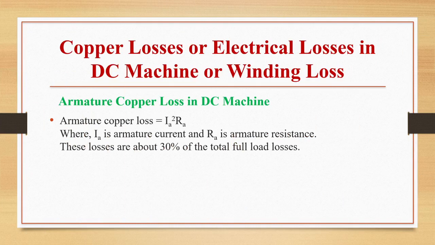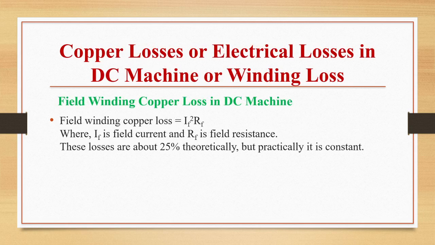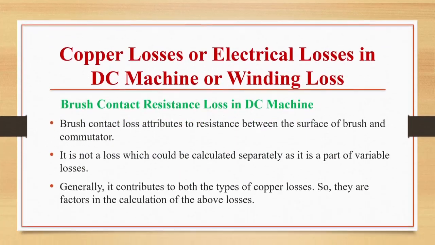Armature copper loss is given by Ia square Ra. What is Ia here? Ia is the armature current, Ra is the armature resistance. And these losses contribute 30% of total full load losses. Field winding copper loss in a DC machine is given as If square Rf. If you are taking shunt field winding, then it is Ish square Rsh. If you are taking series field winding, then it is Isc square Rsc. Okay. So If is the field current, Rf is the field resistance. These field winding copper losses contribute 25% theoretically, but practically it is constant.